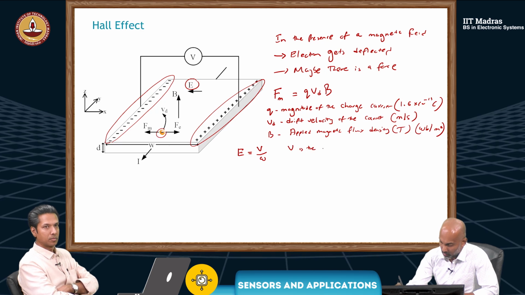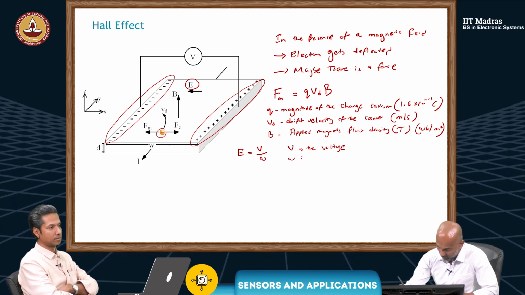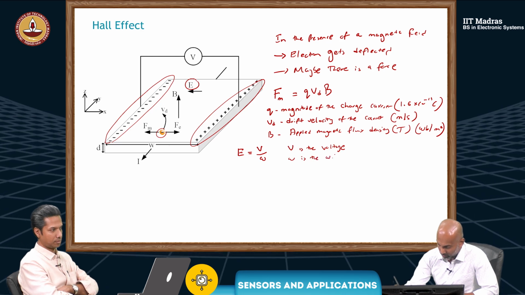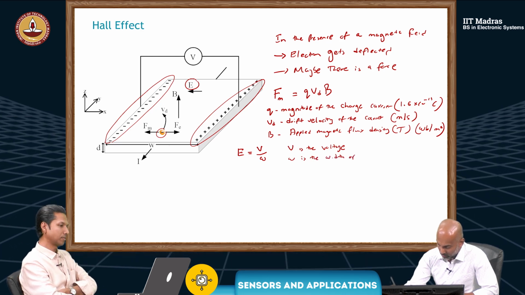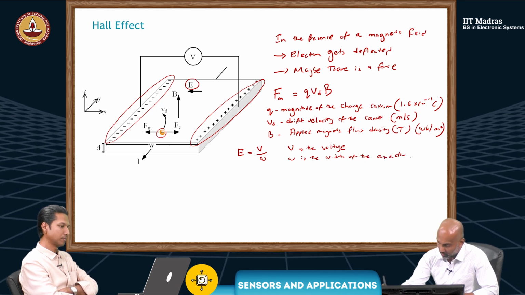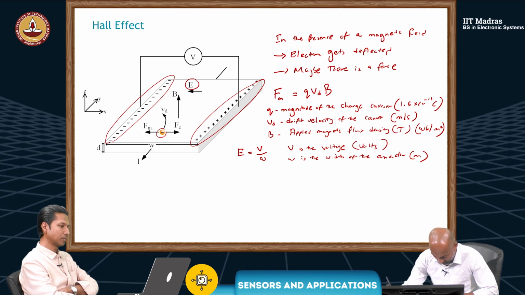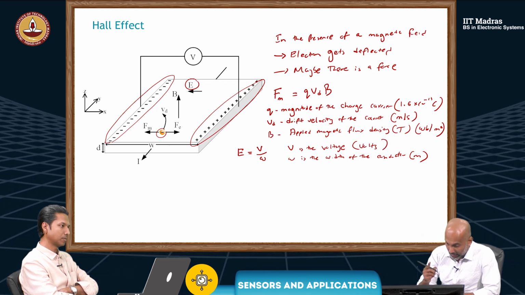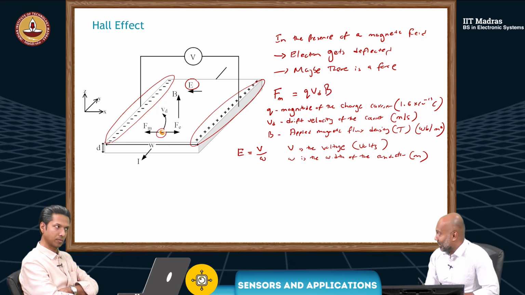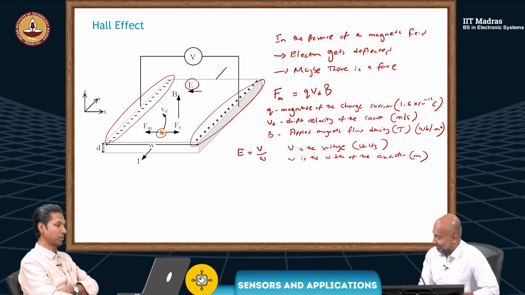V is the voltage and W is the width of the conductor. It's in, let's say, meters. This is in volts, obviously. Now, because there's an electric field, that gives rise to another force.